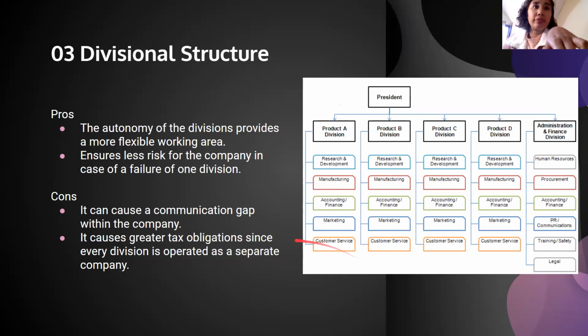Pros, the autonomy of division provides more flexible areas. Ensure less risk. Cons, it can cause a communication gap within the company. It causes greater tax obligations.